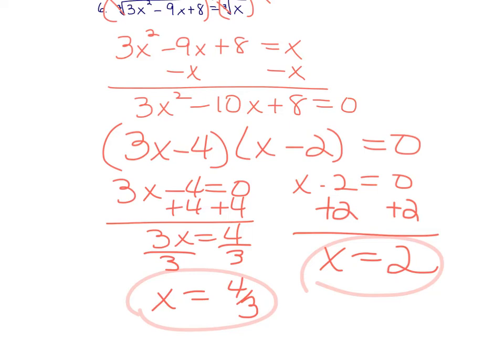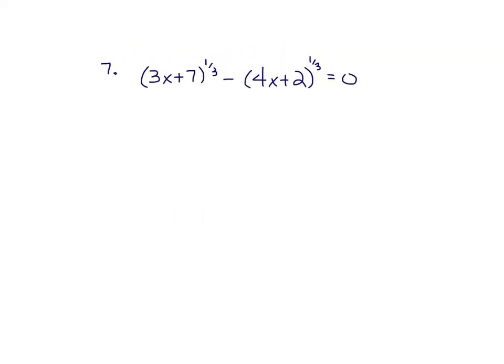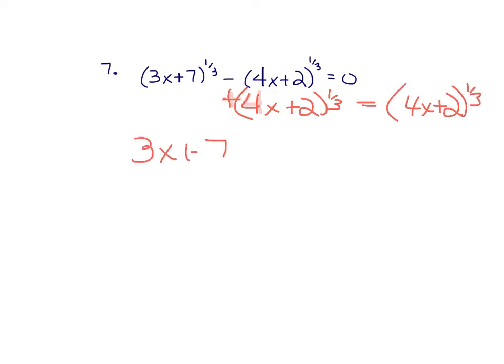Number 7, same thing, except for we have fractions. But again, remember, when you have a rational exponent, it's like finding the root. So this is finding the cube root. Step number 1, isolate it. So I'm going to move this one to the other side. And then I get 3x plus 7 raised to the 1/3 power equals 4x plus 2 to the 1/3.